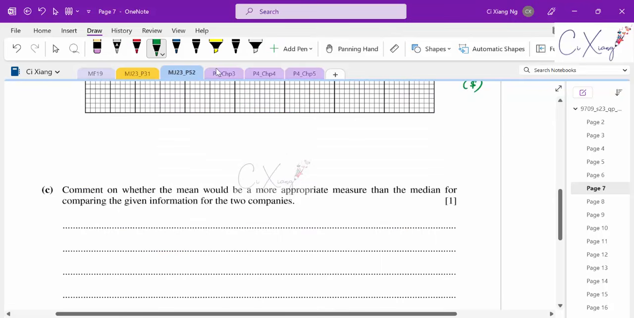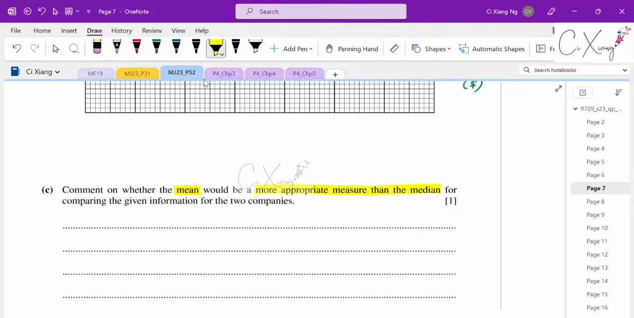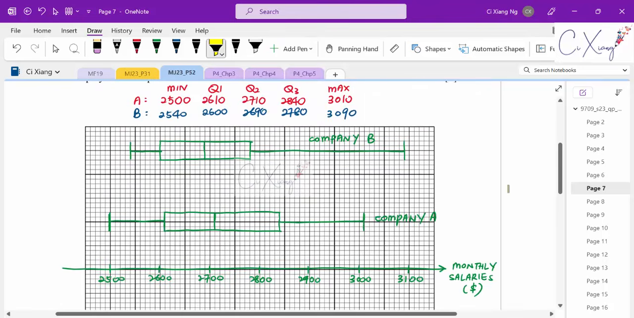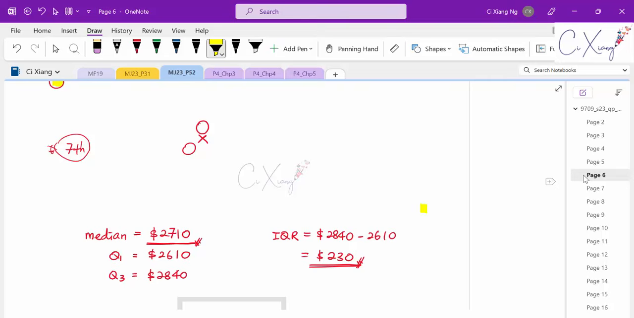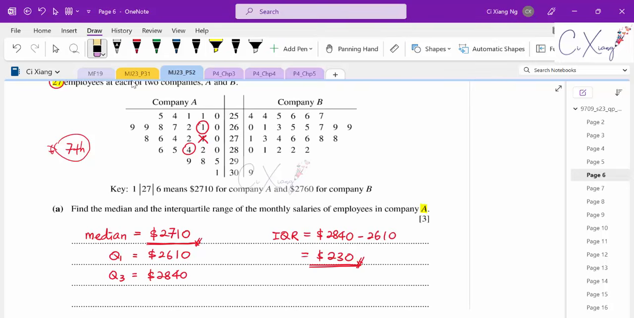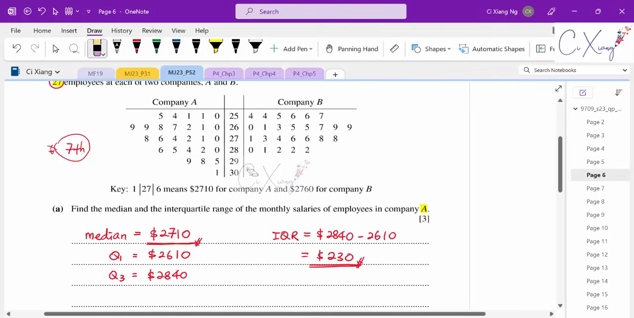Okay, so for part C, they want us to comment whether the mean would be a more appropriate measure than the median for the two companies. Okay, if you have a look at the two companies, if you want to see clearer from the box and whisker plot, this is what we have here. You can see that for company A, the distribution of all the salaries is quite balanced. So the middle salaries are quite a lot, then the higher salaries will be fewer. Okay, then if you have a look at company B, right?